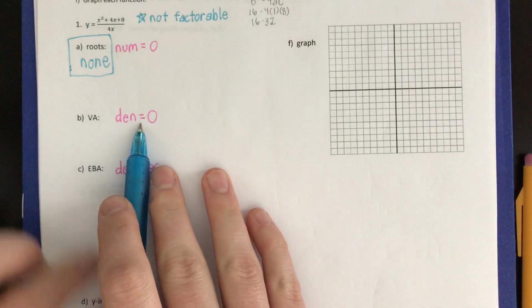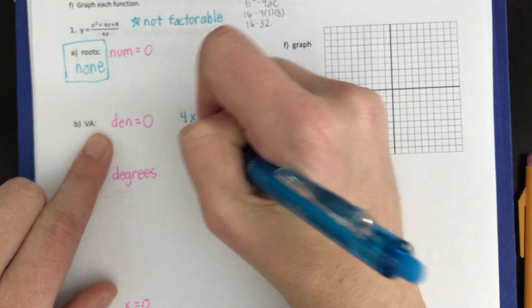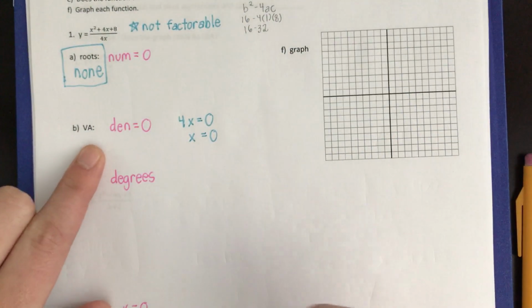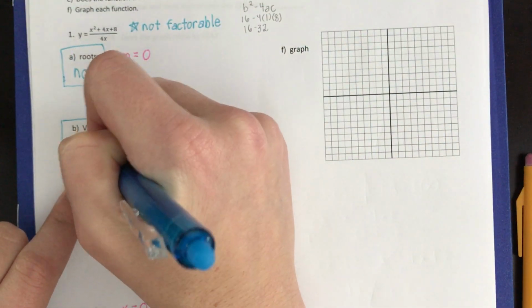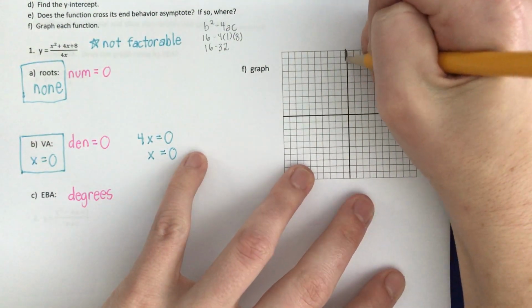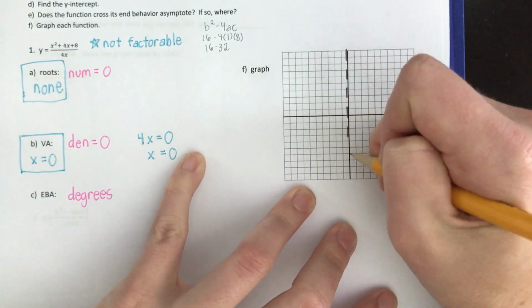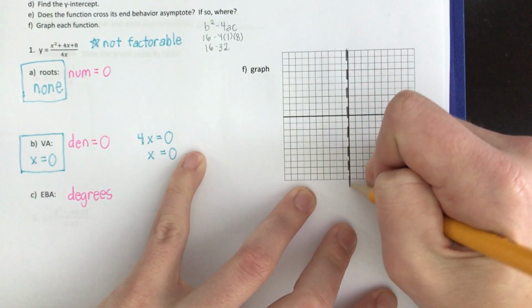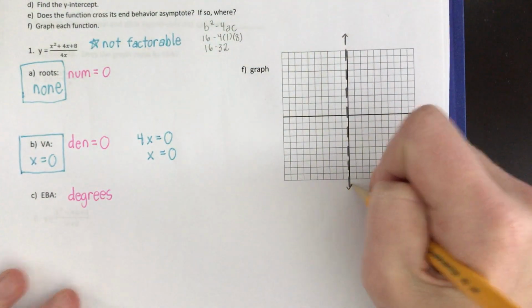VA is when the denominator is set equal to 0. Well, 4x equals 0 would produce x equals 0, of course, if you divide both sides by 4. So x equals 0 is my vertical asymptote. I think I'm going to draw as I'm going here. So x equals 0 is my vertical asymptote. I'll draw it off the graph so you can see that it goes off the graph.